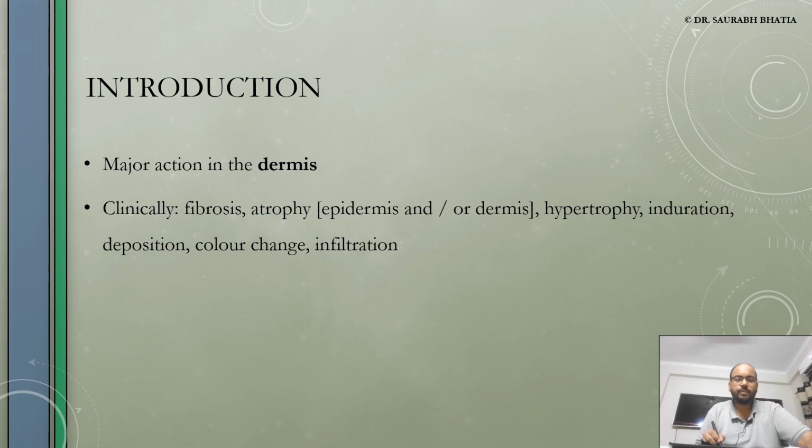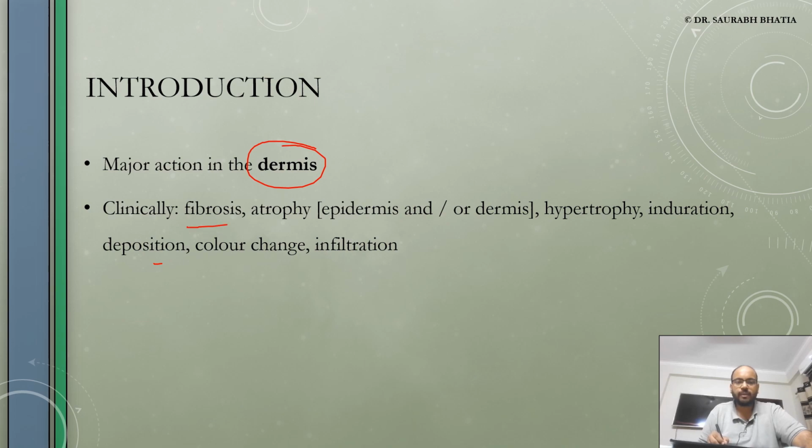Now in sclerosing reaction pattern, the major action is in the dermis. So everything is happening in the dermis. The epidermis is secondarily affected. It might be atrophied, it might be hyperkeratotic, or it could be just parakeratotic epidermis. But remember, the major action is happening at the level of dermis, okay?